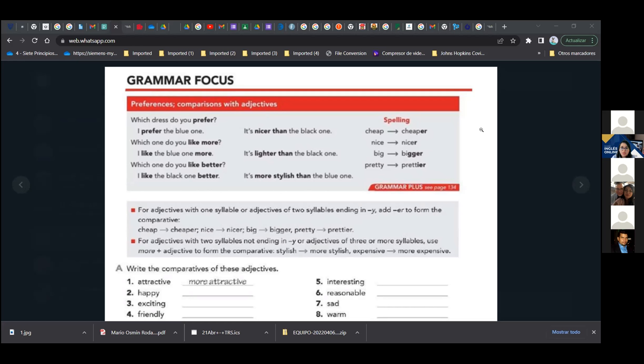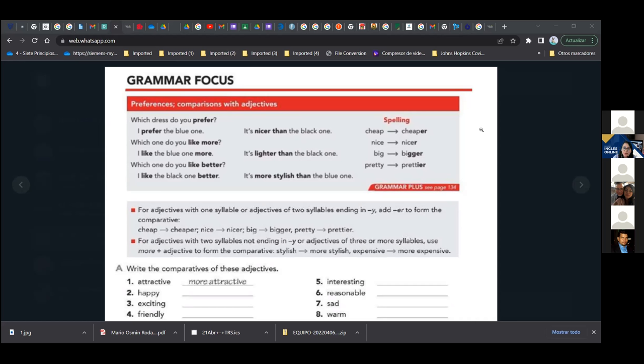Okay. Then we have the other one. Nice. Nicer. Como termina en E, solo le agregamos la R. We are going to add R. En el caso de big, vamos a duplicar la consonante. Vamos a ver más adelante esa regla, donde si el adjetivo termina en una consonante y un sonido de vocal, se va a duplicar la consonante, que solo sea de una sílaba. So, for example, you have big, bigger. Se duplica la consonante. Vamos a agregar ER. Then we have una excepción, pretty, prettier.